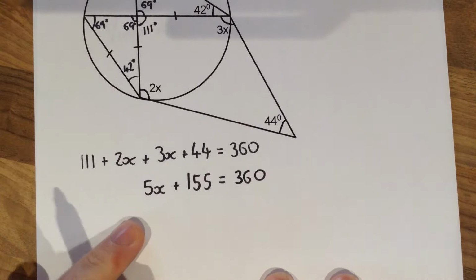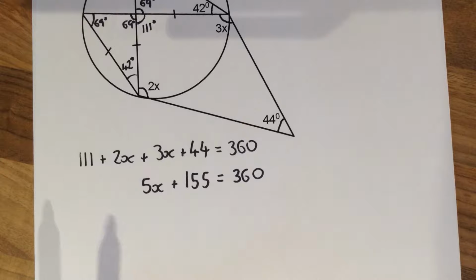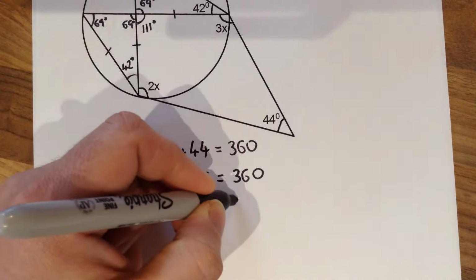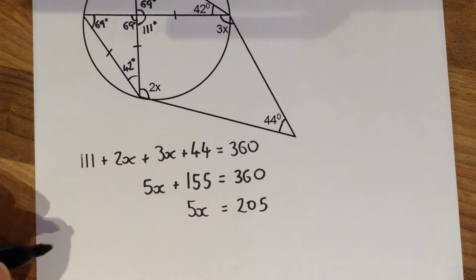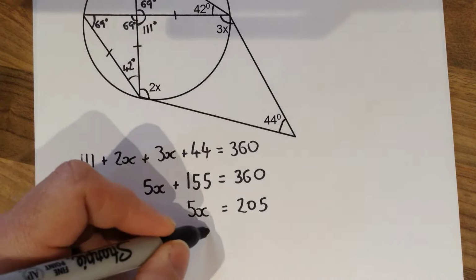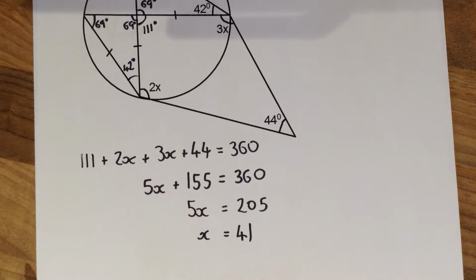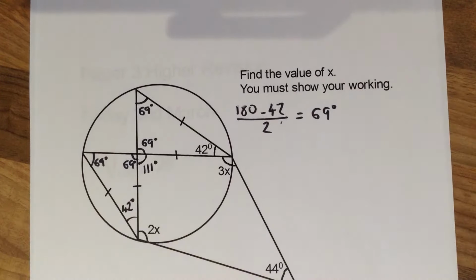So solving this now like I normally would in an equation, I'm going to take 155 away from both sides to give me that 5x equals 205, and then I divide both sides by 5, leaving me with x is equal to 41. It doesn't say I need to do anything else with the question, simply find the value of x, which I've done.